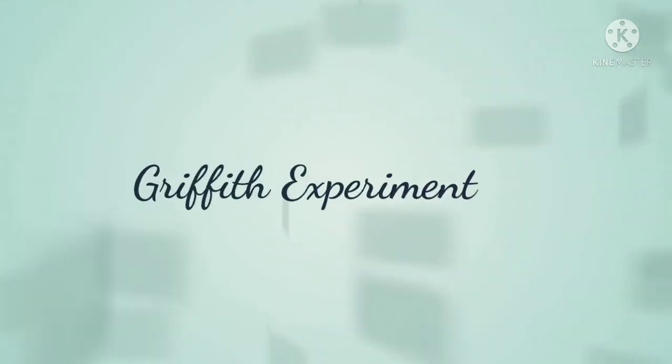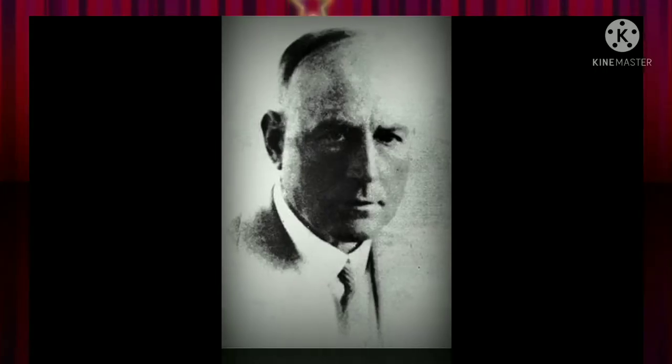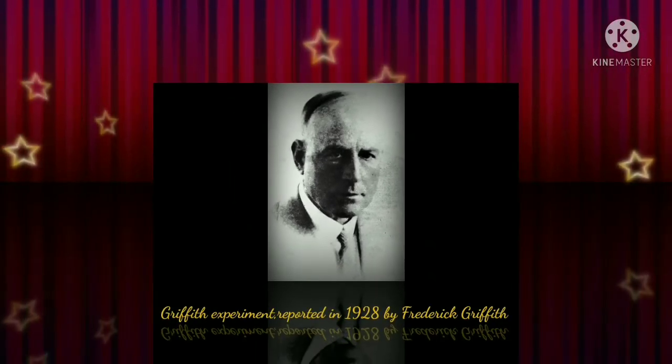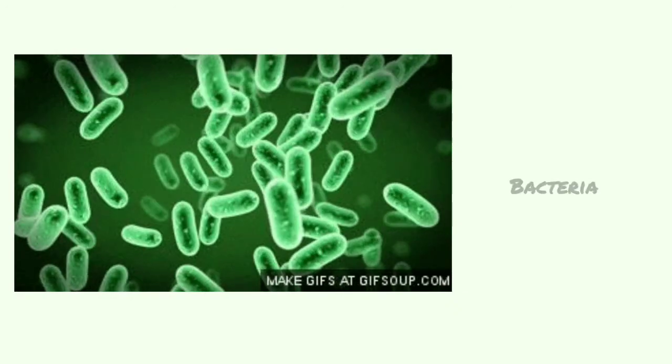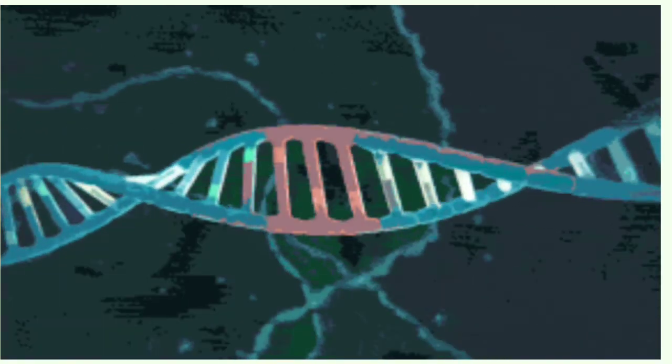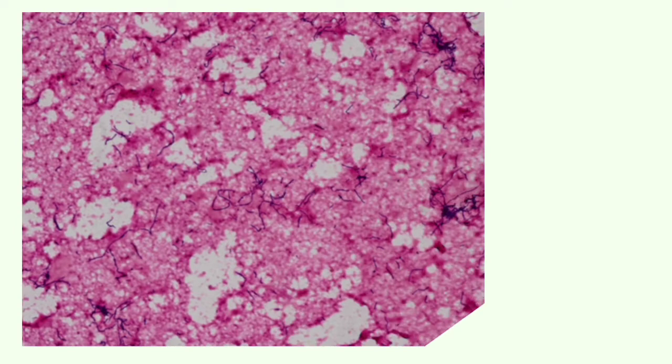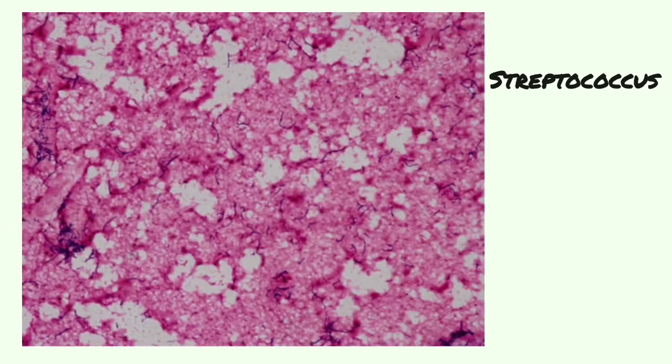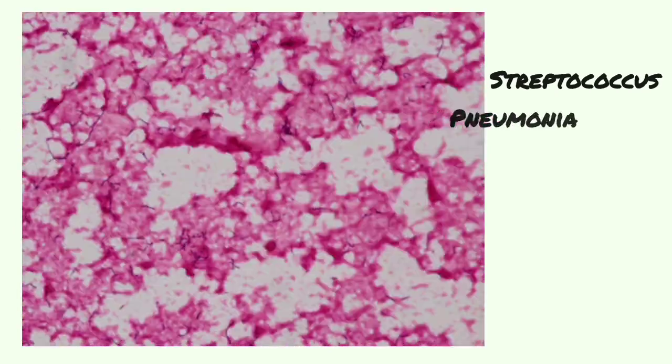Here, let's talk about the Griffith experiment, reported in 1928 by Frederick Griffith. It was one of the first experiments suggesting that bacteria are capable of transferring genetic information through a process known as transformation. He laid the foundation of the identification of DNA as the genetic material with his experiments on transformation in the bacterium Streptococcus pneumoniae.